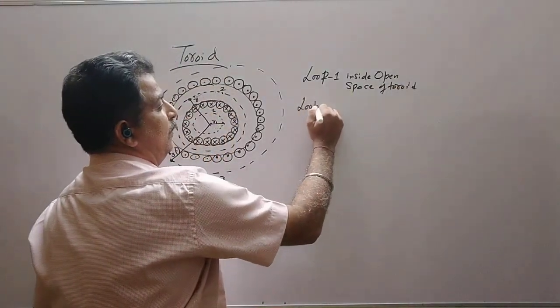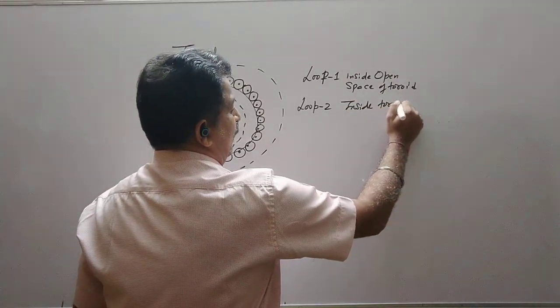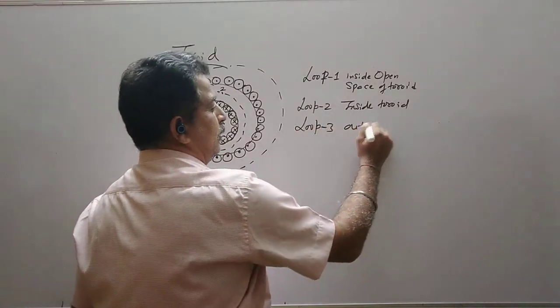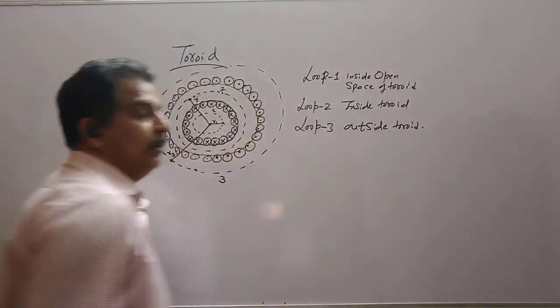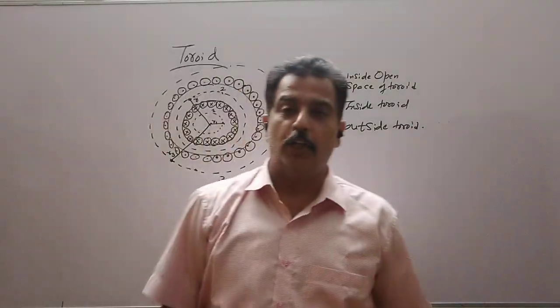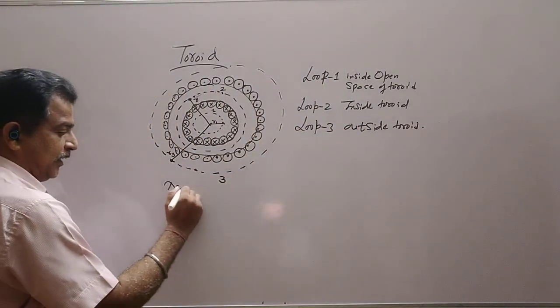Loop 2 we call inside the toroid, and loop 3 outside the toroid. Now you have to apply the Ampere circuital law. So let us find out the magnetic field intensity.